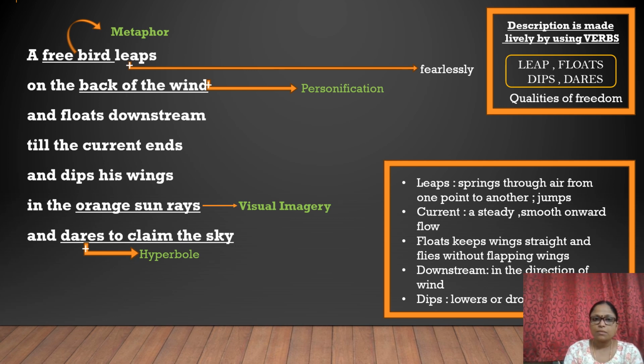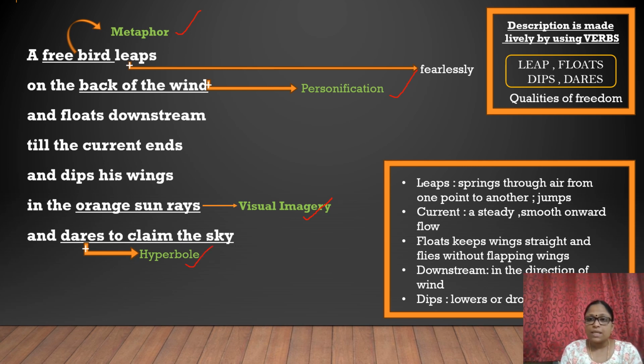Let's look at the poetic devices. In the first line, free bird, white rays, it's a metaphor. Then back of the wind refers to the poetic device personification. Orange sun rays means the setting of the sun, and the sky is full of orange color, which is visual imagery. And dares to claim the sky is hyperbole.